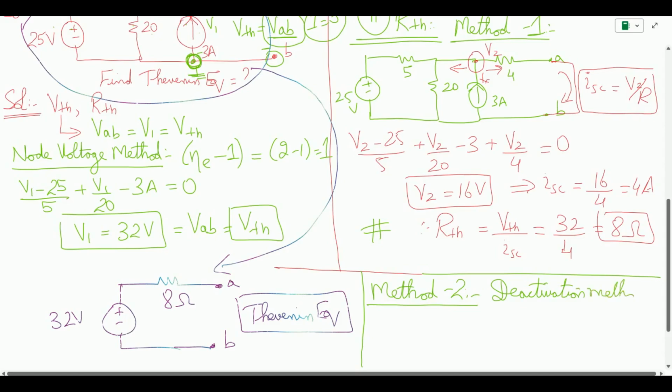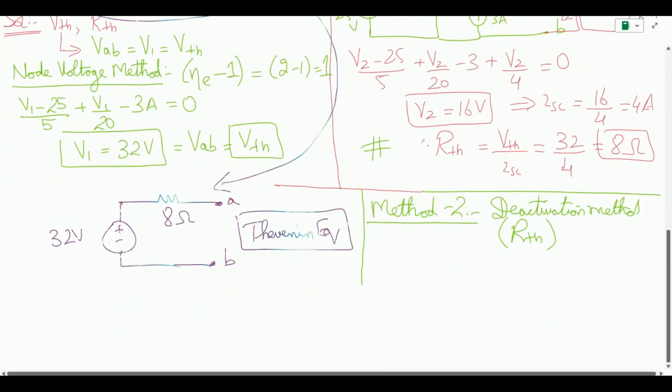To find what? To find R Thevenin. So if you are not interested in applying the node voltage method to the circuit over here, what we can do is deactivate certain independent sources. So what does it mean by deactivation?